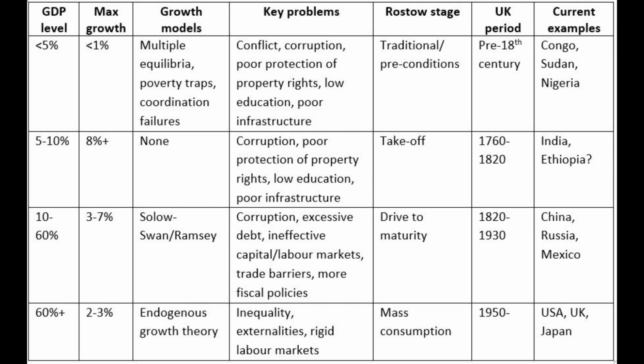In this phase, growth can be extremely rapid, up to, from the data that I've seen, 8% per year for a sustained period of time, that's for 20 to 25 years. But the country is still plagued by high corruption, poor protection of property rights, low education, and poor infrastructure. So these things are all problems. It's just that they're not as much of a problem as they were when poverty traps and coordination failures were dominant and preventing any sustained growth.